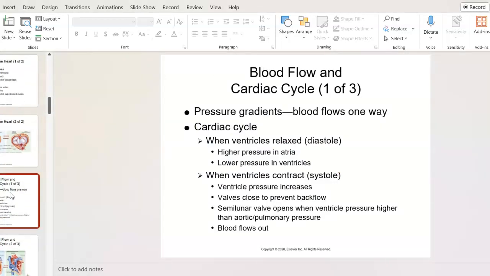All right, so blood in a healthy heart should flow one way. When the ventricles are relaxed, we're undergoing what's called diastole, and we should be familiar with that. I always think of it as dying off. At that point, the atria are pushing the blood, or whatever little blood is left in them, down into the ventricles in preparation for the heart to contract. In systole, the ventricles contract and blood is pushed out to the lungs and the body through those semilunar valves.